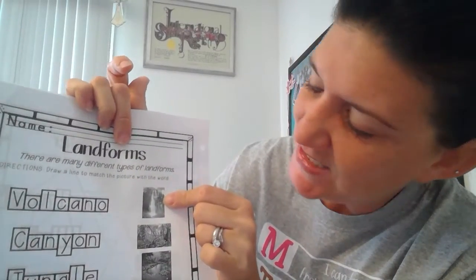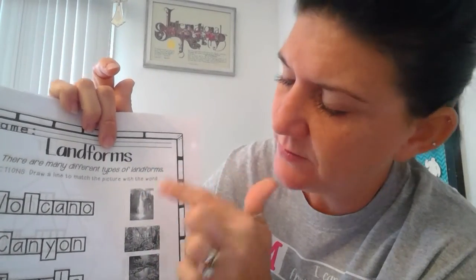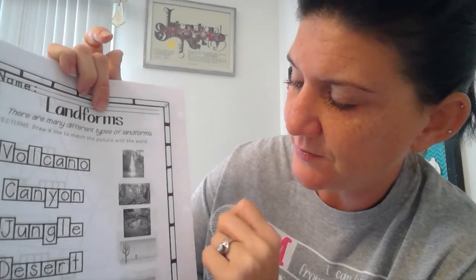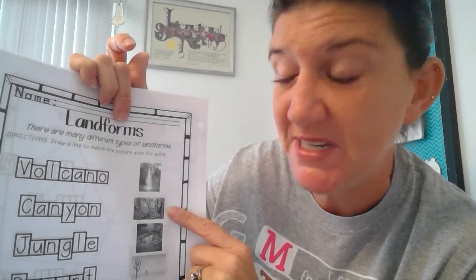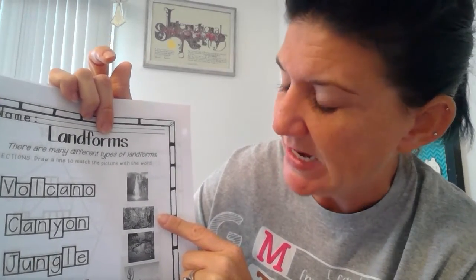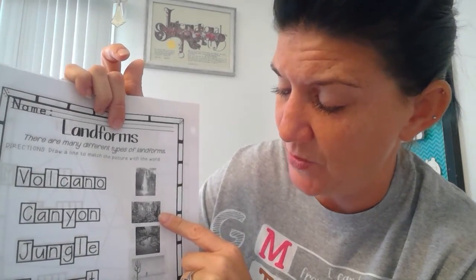For the second page, this is going to be some water that is just cascading over the edge of a cliff. This is going to be a large area of tropical trees and animals, exotic things. We don't really have any of these in North America.